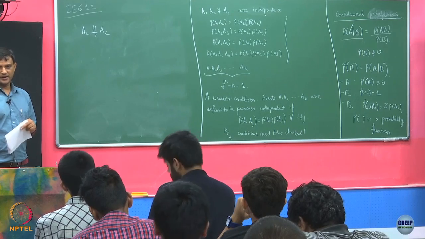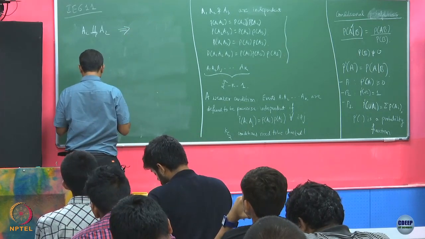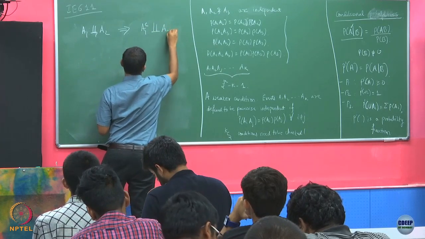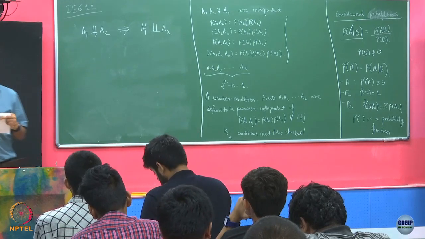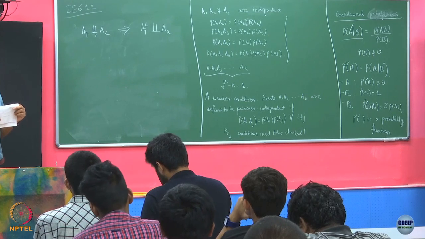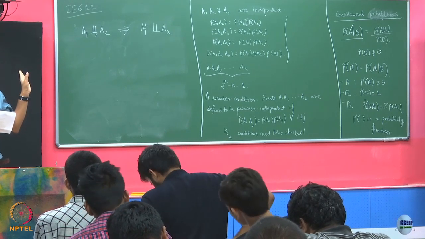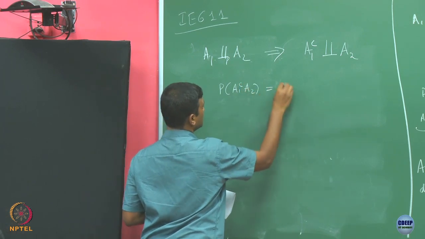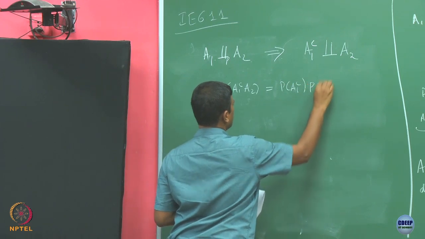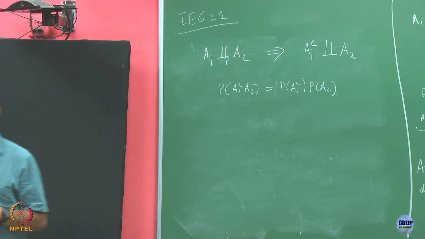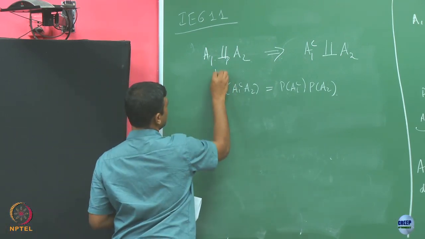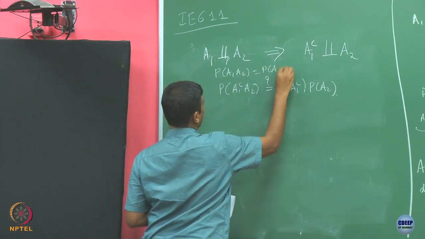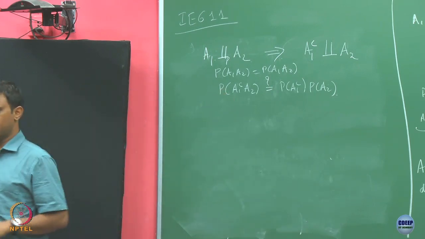Now suppose A1 and A2 are independent. Does this imply that A1 complement is also independent of A2? Just apply your definition of probability and see whether it works. If I want to show this is true, I need to show that P of A1 complement intersection A2 is equal to P of A1 complement times P of A2, right. So this is what I need to show. And what I know from this is that P of A1 intersection A2 is equal to P of A1 times P of A2, if I assume A1 and A2 are independent.